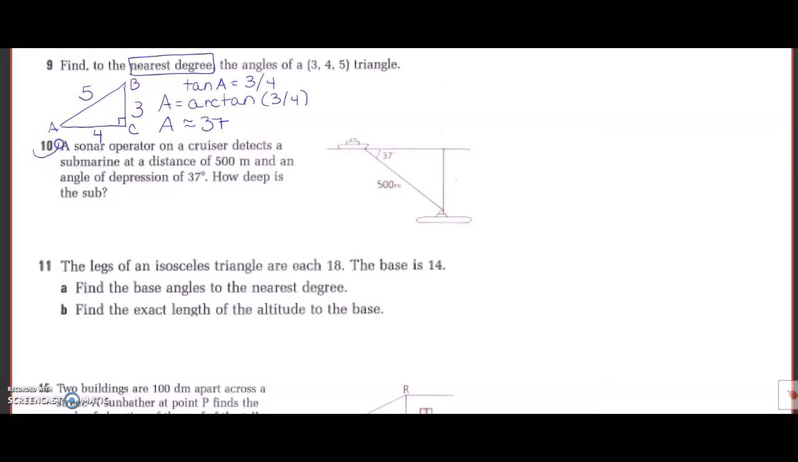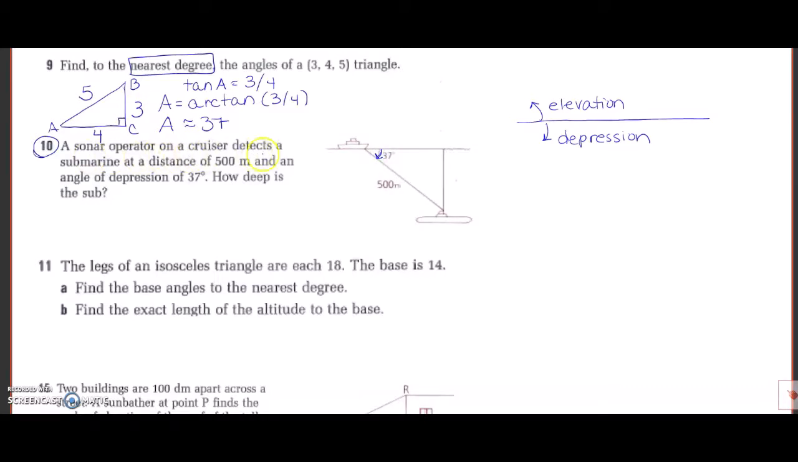This is moving into angles of elevation and depression. So angles of elevation and depression are always measured off of the horizontal. So if it goes up, it's an angle of elevation, and if it goes down, it's an angle of depression. Sorry. So here, this 37 degrees is an angle of depression.